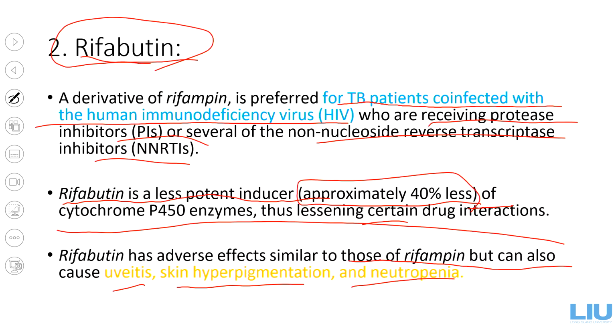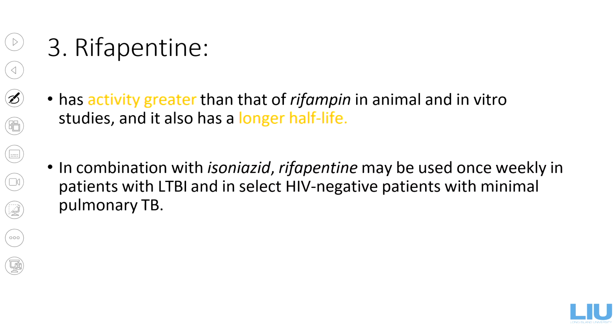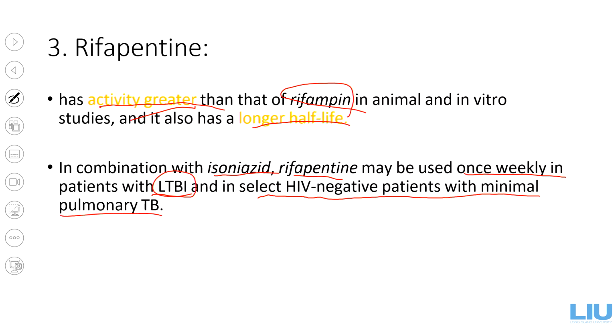Okay, so apparently those three examples of rifamycin cause the coloration of the urine and feces, which is a very important consultation point for patients, okay? The third example has actually greater activity and a longer duration of action compared to the rifampin, which is nice, right? You don't have to administer it as frequently, and it has greater activity, okay? And so the combination of isoniazid and rifapentine could be taken once weekly for patients with LTBI and in select HIV negative patients with minimal pulmonary tuberculosis.